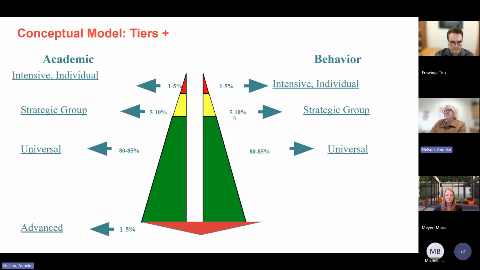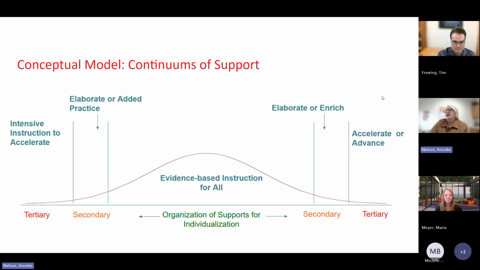We want about 5 to 10% of students to be in a strategic group, where groups of students work on an intervention. Then we only want 1 to 5% of students in intensive individual intervention. Again, 80 to 85% is what we want to see tier one working for.